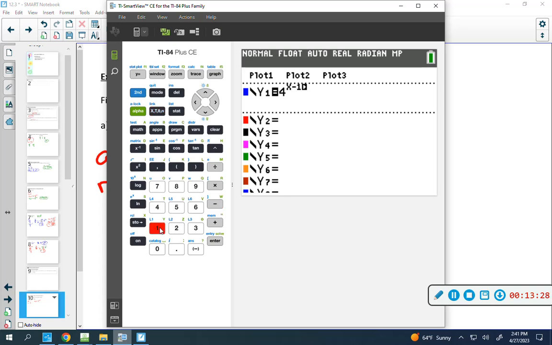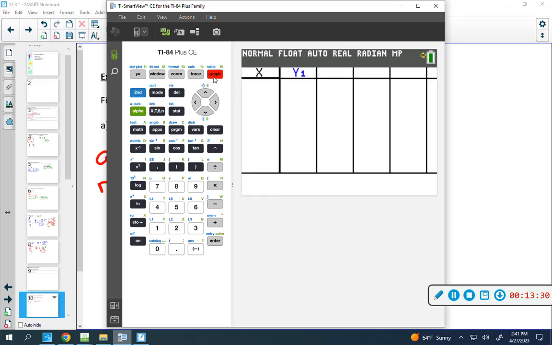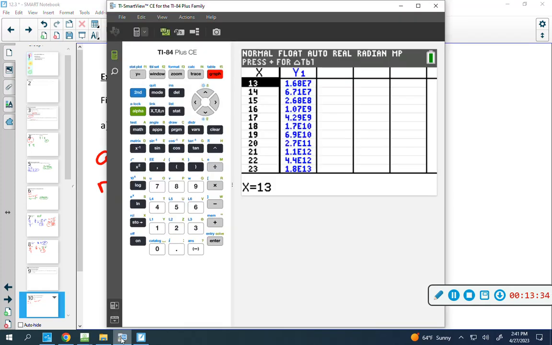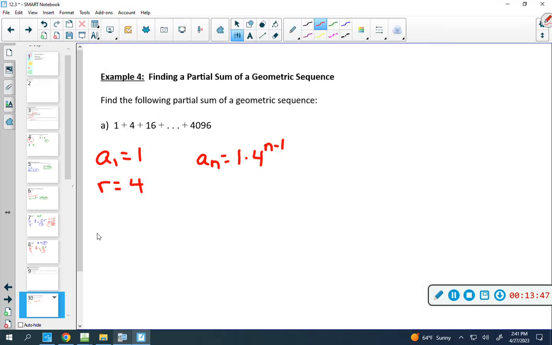And then pull up my table. And I'm looking for 4,096. I've got to scroll up, I was doing other stuff in there. There you can see the 4,096. It is which term? The 7th term. Okay, so I'm going to put a little note. That's my 7th term. And just FYI, I got that from the table and my graphing calculator.